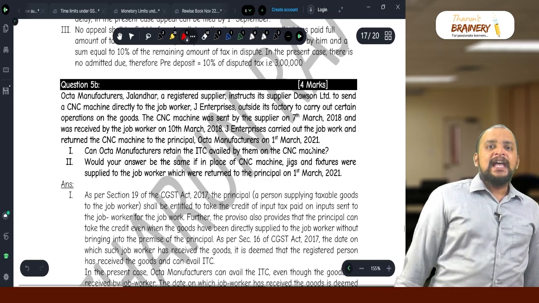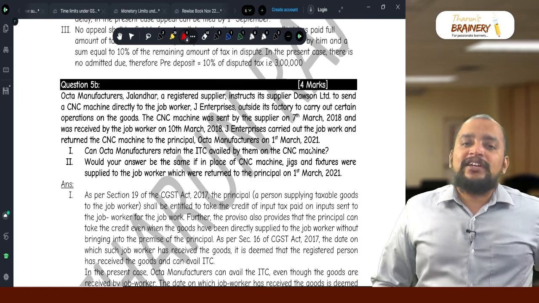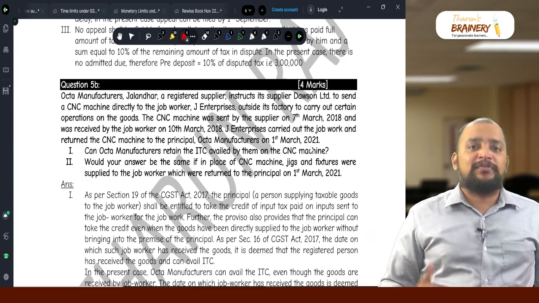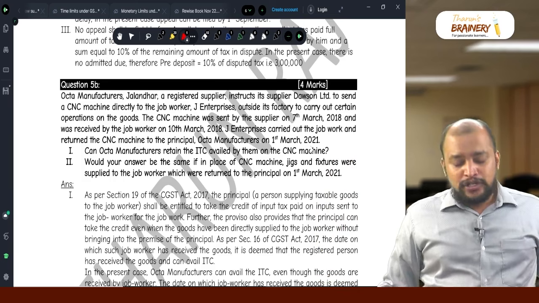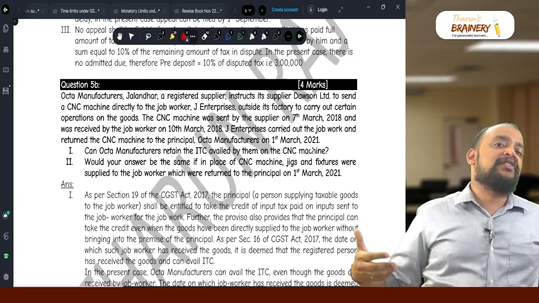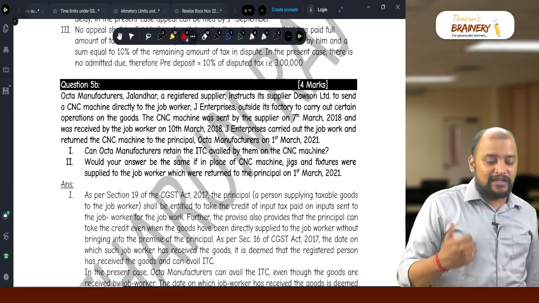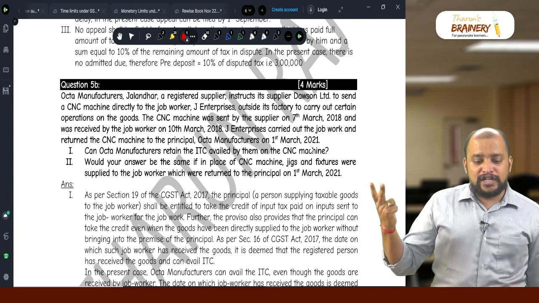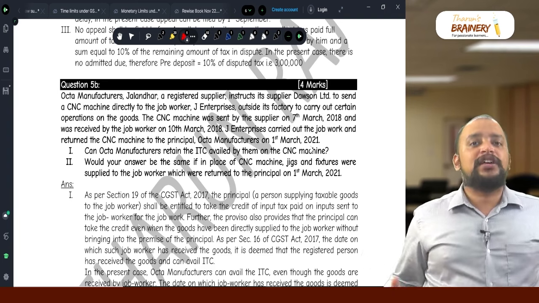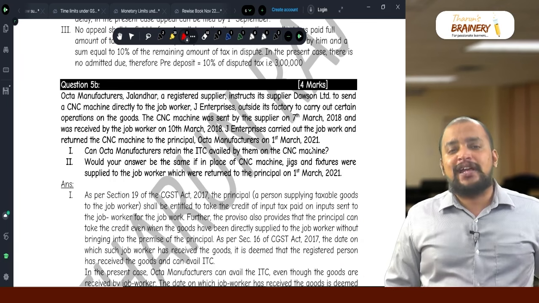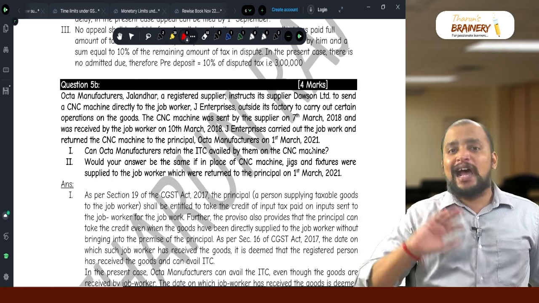First, in case of capital goods which are sent for job work, there is a condition that the capital goods should be returned within 3 years from the date when it is sent on job work. So in this case, it is directly received by the job worker. So therefore, from 10th March, within 3 years, is it received back? Yes. So 2018 to 19, 19 to 20, 20 to 21. Yes, so therefore within 3 years it is received back. So therefore, Octa Manufacturers is not required to reverse any ITC.